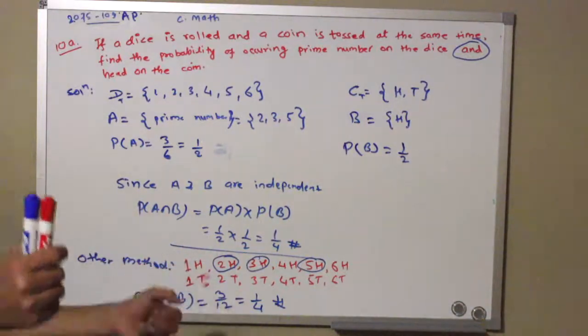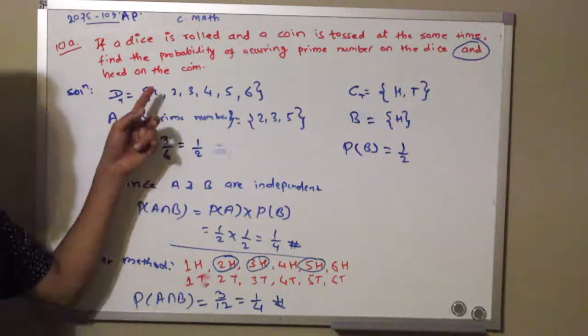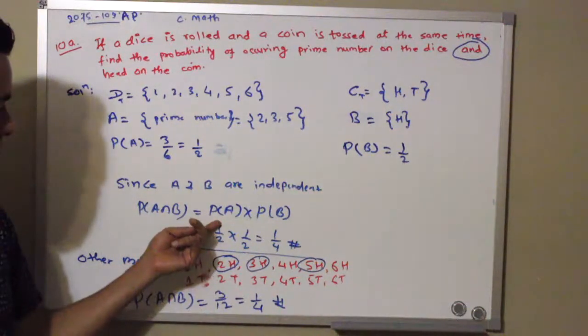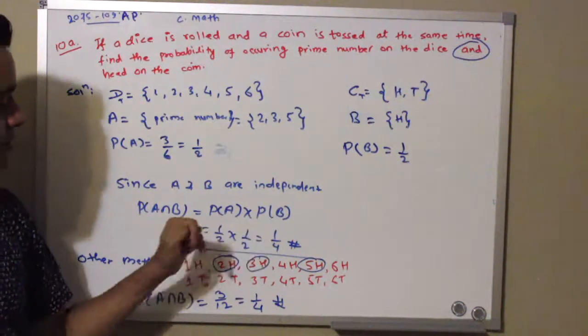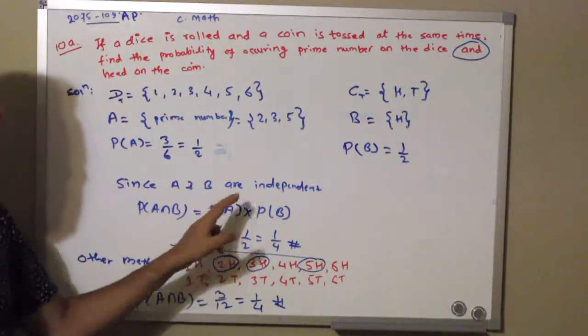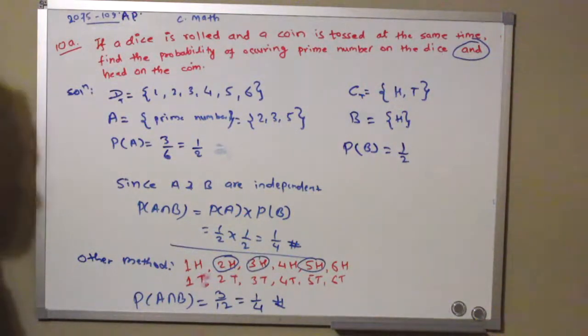Since when I toss the dice and coin, they are independent, A and B means we multiply. So the probability of A times the probability of B. I substituted the value of the probability of A as 1 by 2 and B as 1 by 2. If I multiply them, it is 1/4. That is the answer.